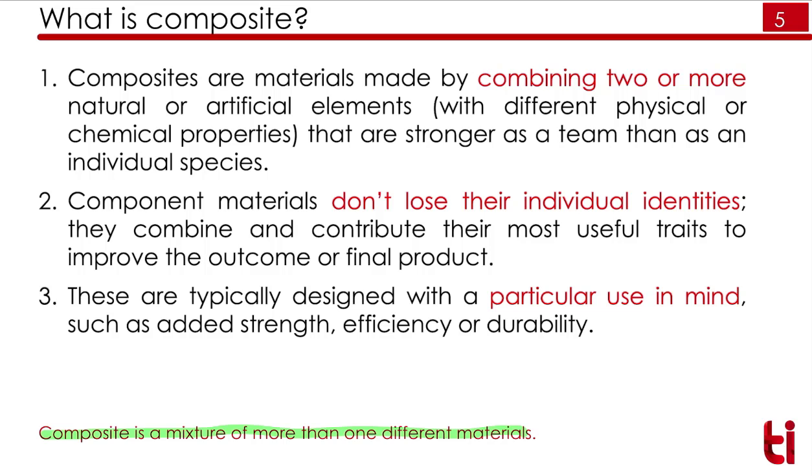In a composite we have 2 different material types, for example ceramics and polymers, or metals and polymers. So a composite can be formed by a combination of two or more material types, and in composites they don't lose their individual identity, while in alloys they can lose their individual identity. And composites are made by keeping in mind a particular application, such as enhancing the strength, efficiency or durability.